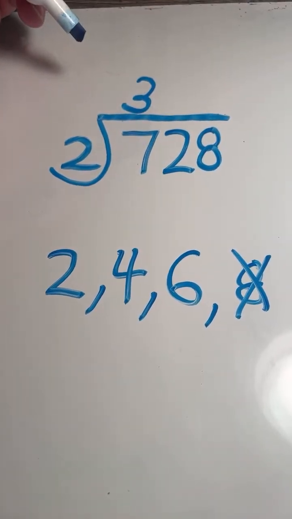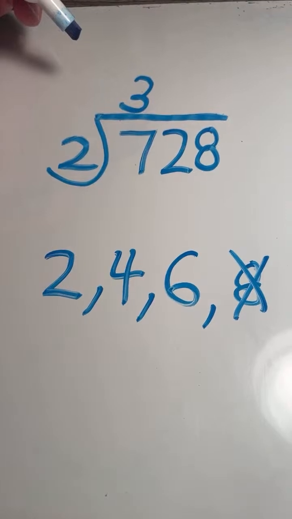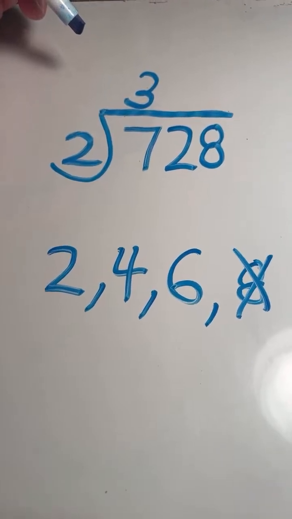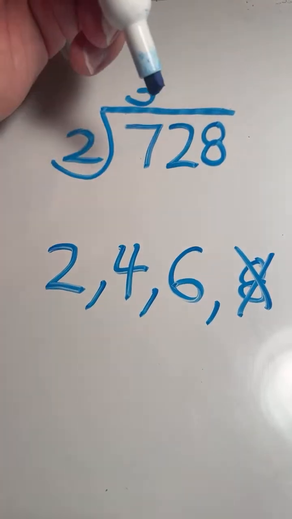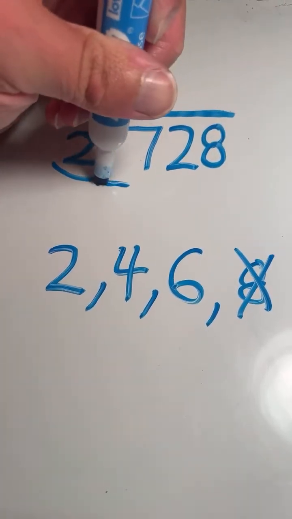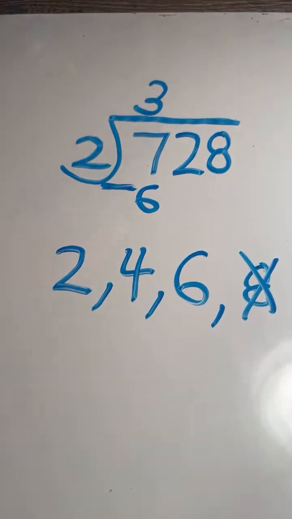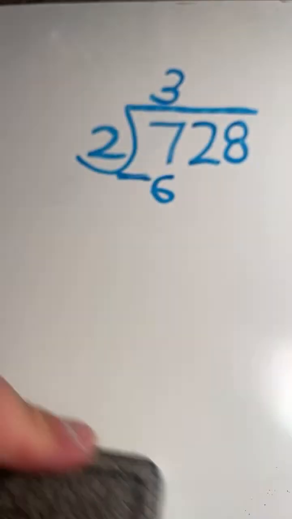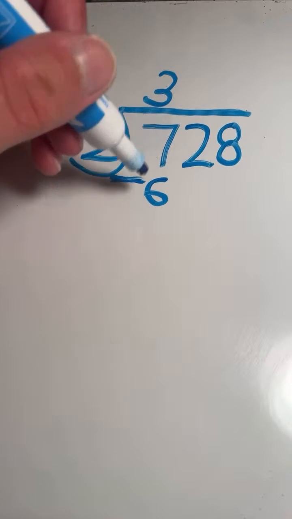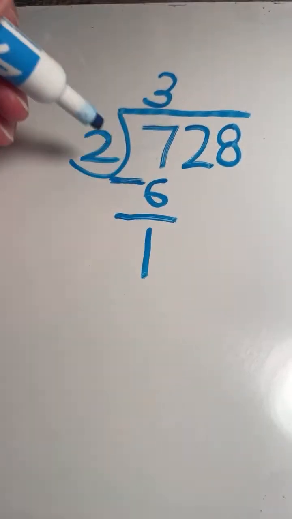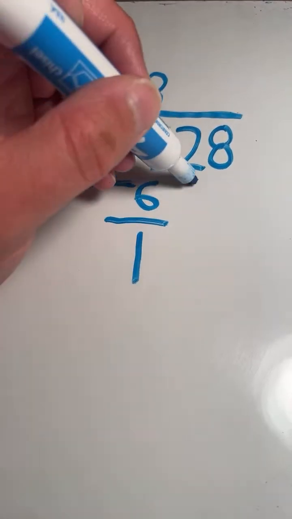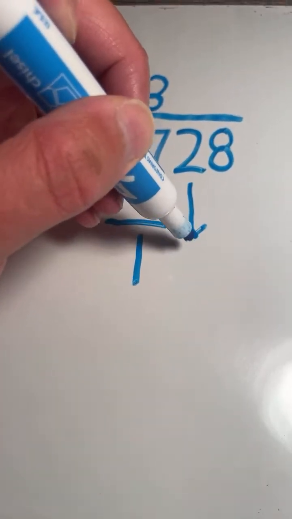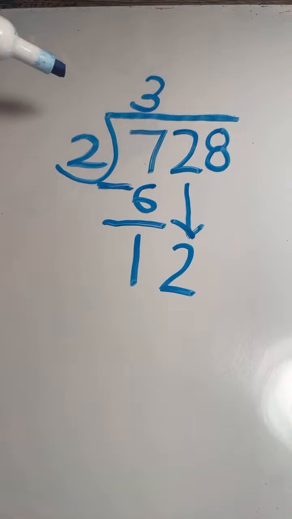So we were able to get 3 full groups of 2 within 7. And there is going to be a remainder here. The closest we could get to 7 without going over it was 6. So 6 is what we subtract to find our remainder. 7 minus 6 equals 1. Next, we're going to bring down the 2. That 1 is going to become a 12.